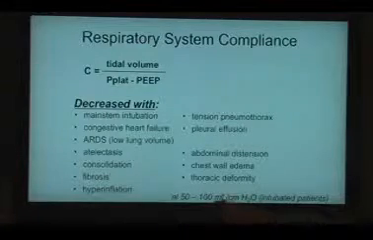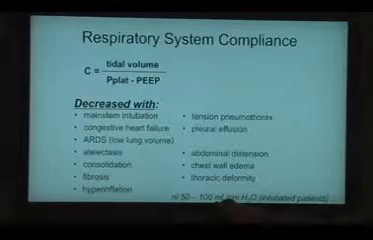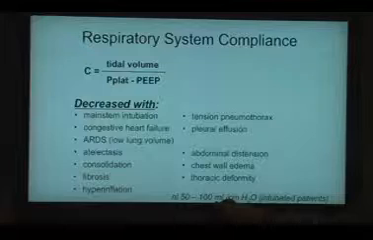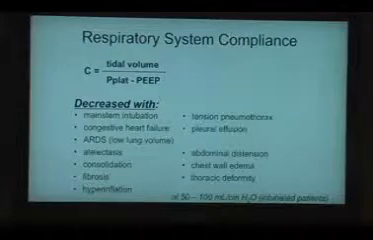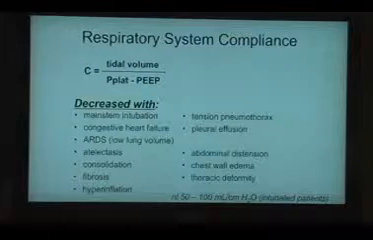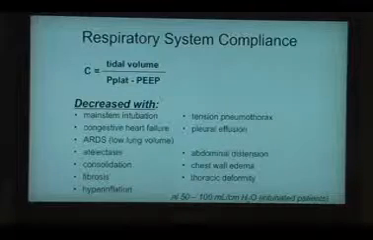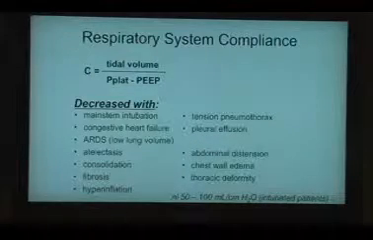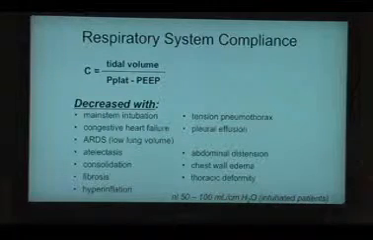So normal compliance we had already established is 100 milliliters per centimeter of water. A lot of critical care textbooks and some respiratory textbooks will tell you that a normal compliance is 50 milliliters per centimeter of water. Because usually in a critically ill patient, a compliance of more than 50 is pretty good for somebody on the ventilator. But it's not normal. Maybe acceptable, but normal is 100.